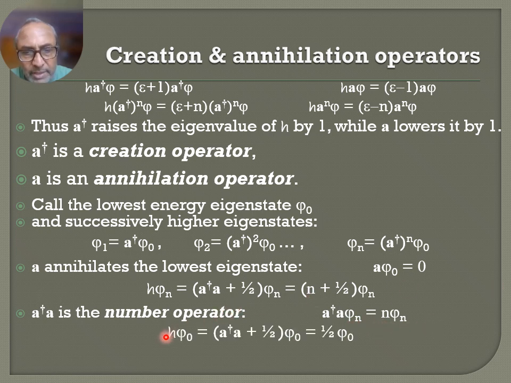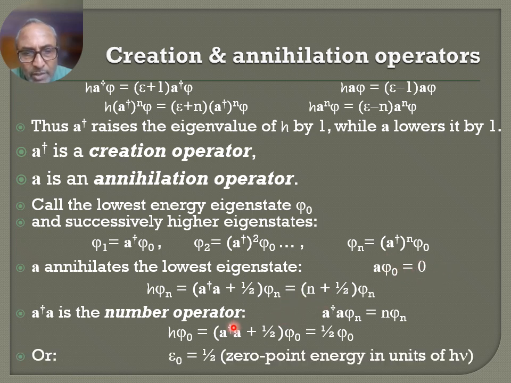Then operating with small h on the lowest eigenstate phi 0 gives A dagger A plus half operating on phi 0, which is equal to half phi 0, since A dagger A operating on phi 0 has to give 0. This shows that epsilon 0, the zero point energy, is equal to a half in units of h nu or h cross omega.